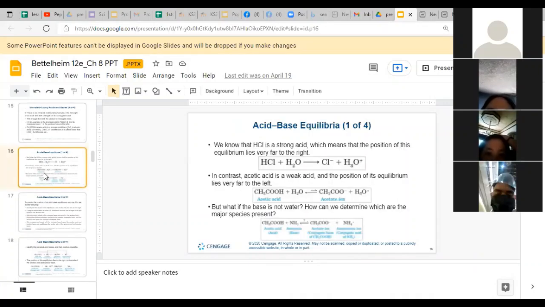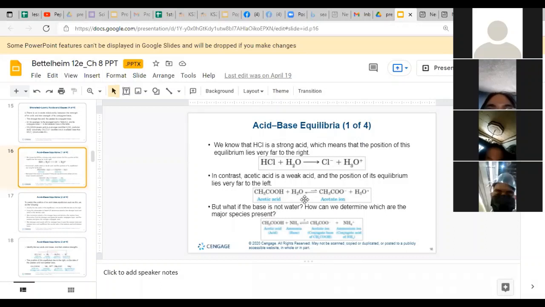Okay, so pumapasok tayo sa concept ng acid-base equilibria. So sa solution, may mga molecules na magdi-dissociate, may mga molecules na hindi. So dyan pumapasok yung concept ng acid-base equilibria. So for example, HCl is a strong acid. It will completely dissociate into Cl minus and H3O plus. But if you have a weak acid, not every molecule will dissociate into H3O plus and the acetate ion.